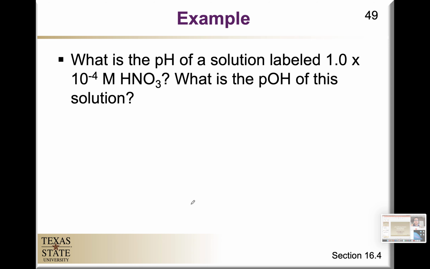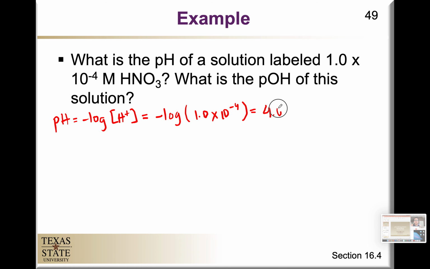All right, let's go ahead and do an example. So what is the pH of a solution that is labeled 1.0 times 10 to the minus 4 molar nitric acid? What is the pOH of that solution as well? All right, so to begin with, we remember that pH can be calculated by taking the negative log of the hydrogen ion concentration, of the H+ concentration, which in this case is going to be negative log of 1.0 times 10 to the minus 4, and that gives us a pH of 4.00.